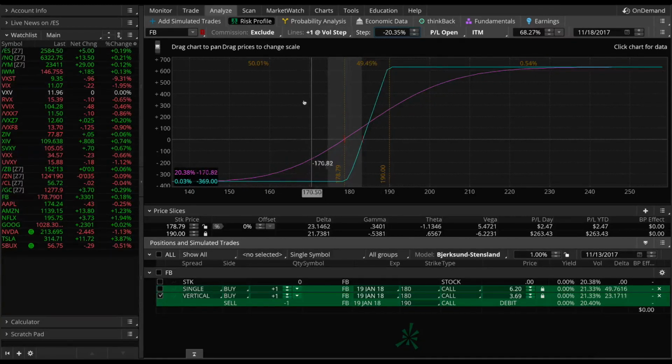And as we can see, we're looking at basically the expiration payoff graph of this call spread. So if Facebook were to go to $190 and implied volatility went to essentially zero, then our profit would be right around $630, which is the maximum profit potential of this call spread. Now, more specifically, the maximum profit potential of this call spread is $631, but this chart says $629 because I only subtracted 20.35% from 20.38%, so it's not exactly zero.